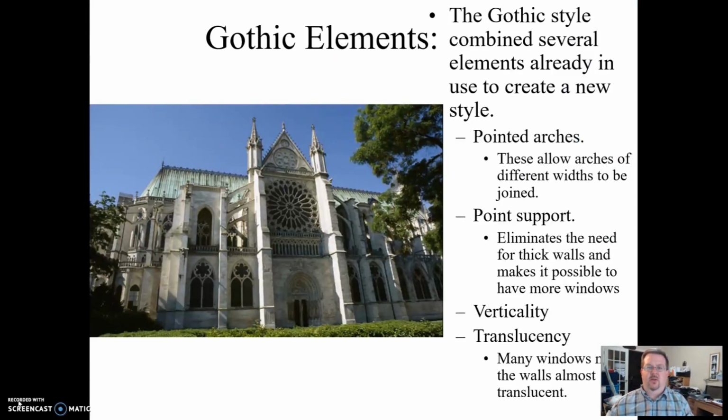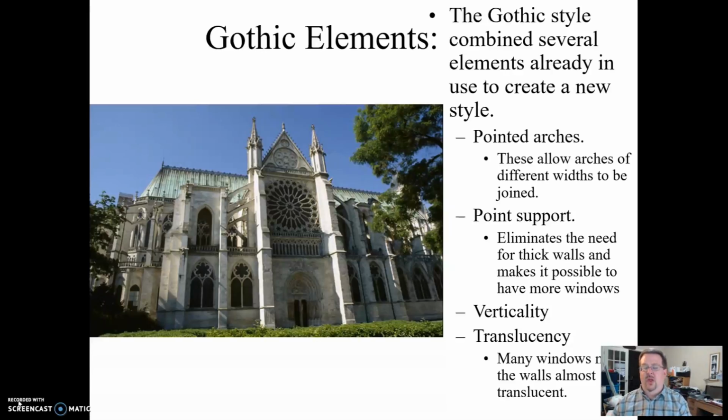This new Gothic style combines several things that had been created earlier, but were put together uniquely for the first time in St. Denis. One was pointed arches. This allowed you to make arches that weren't symmetrical. One side could be longer than the other. Also, point support. And that's the idea that instead of having a really thick wall to support a tall roof, you can have columns within the wall that provide all the support you need.